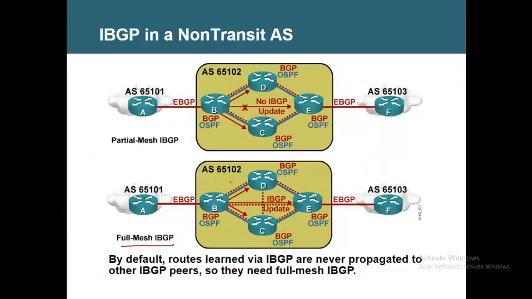So in B, how many IBGP neighbors will there be? In B, in full mesh, 3 IBGP neighbors. Likewise in D also, 3 IBGP neighbors. In the C router also we will have 3 IBGP neighbors. In E also we will have 3 IBGP neighbors. Whereas here you have only 2 IBGP neighbors. In B also you have only 2.